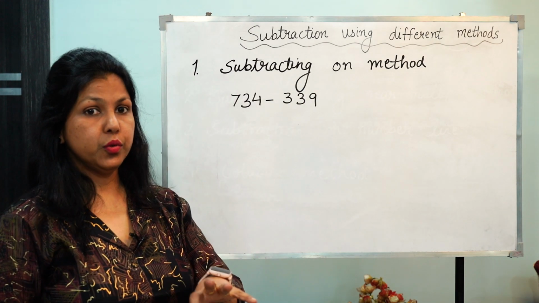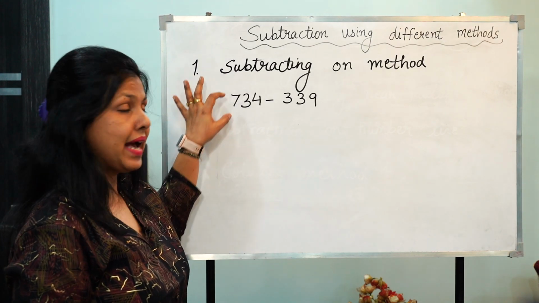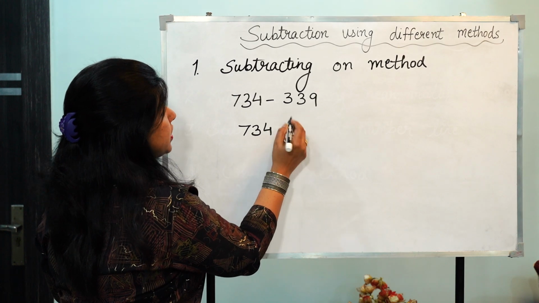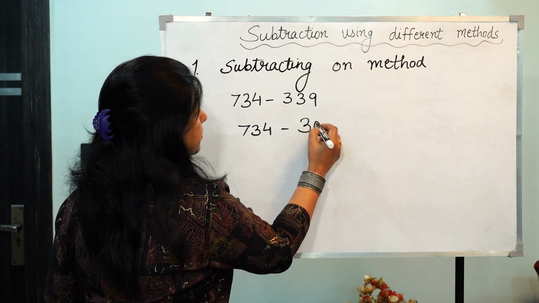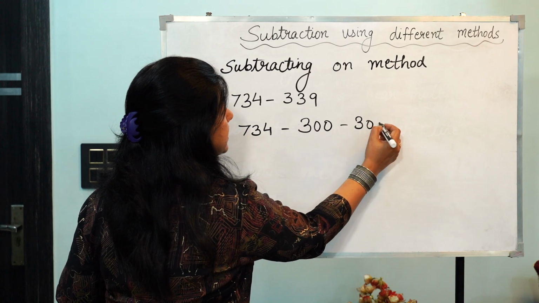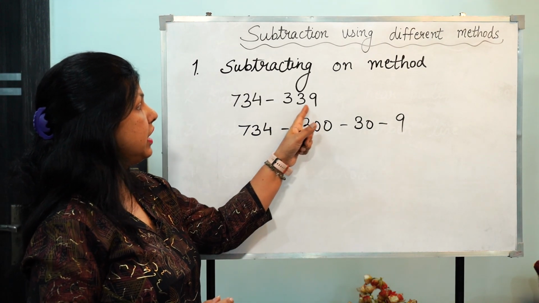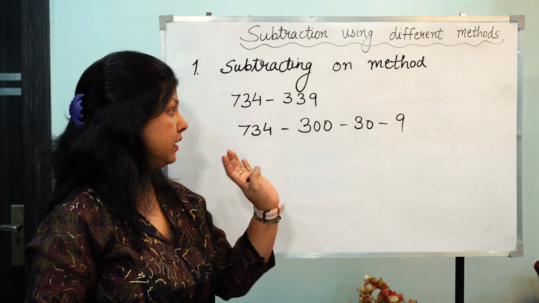So what we are going to do? We are going to keep the minuend as it is. इस minuend को हम as it is लिखेंगे और जो subtrahend है इसको हम तोड़ेंगे. So अपनी convenience के हिसाब से हमें इसको तोड़ना होता है. I have broken this 339 as 330 and 9.